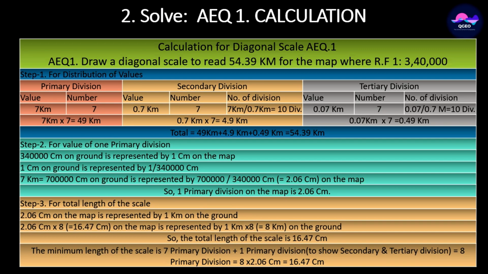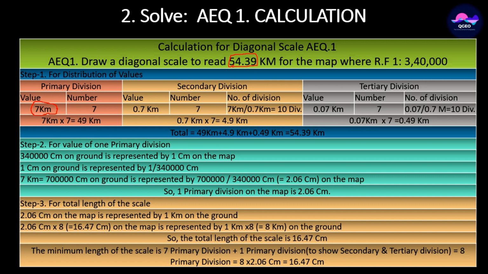Total length, here the total length of the scale 54.39, remember it, 54.39. For the distribution of values in step 1, primary division value 7 kilometer. You can take it another way, but I can do it in this way. 7 kilometer, number 7, so 7 into 7, that is 49 kilometer.